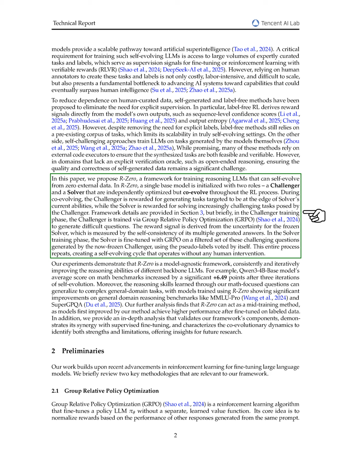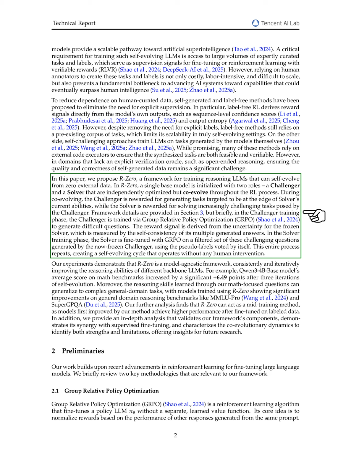During the challenger's training phase, it uses group relative policy optimization, GRPO, to create tough questions, with rewards based on the uncertainty of the solver's responses. In the solver's training phase, it is fine-tuned on a selection of these challenging questions, using self-generated pseudo-labels. This cycle repeats, allowing for continuous self-evolution without human input.